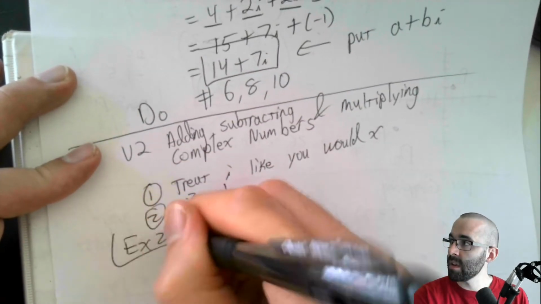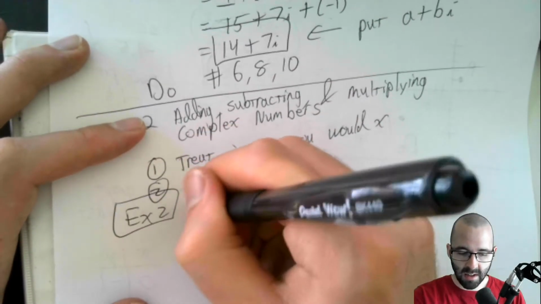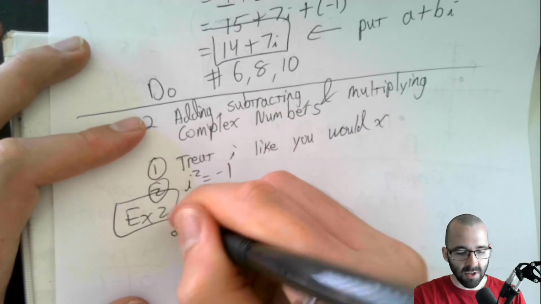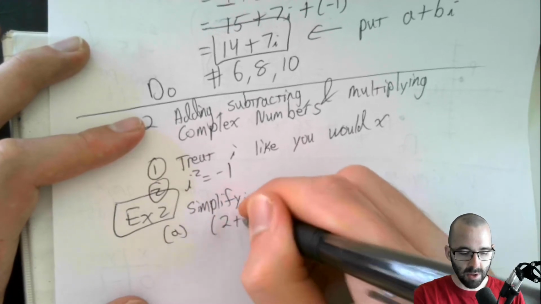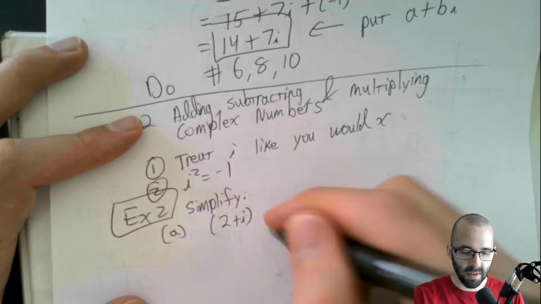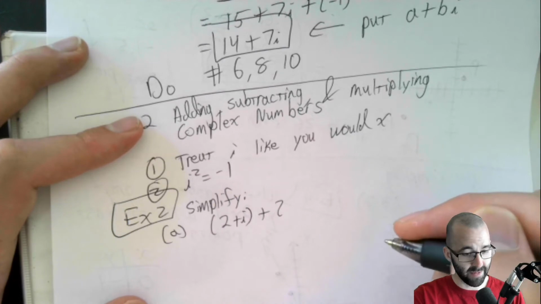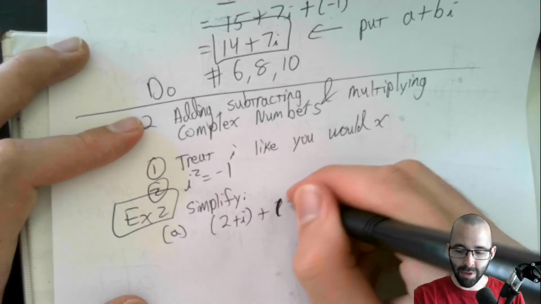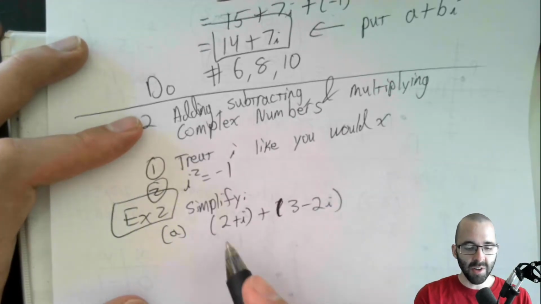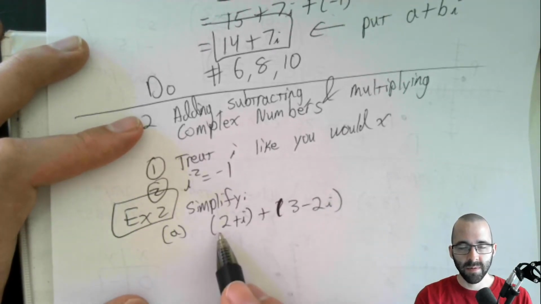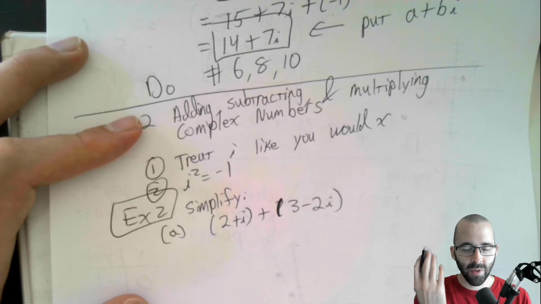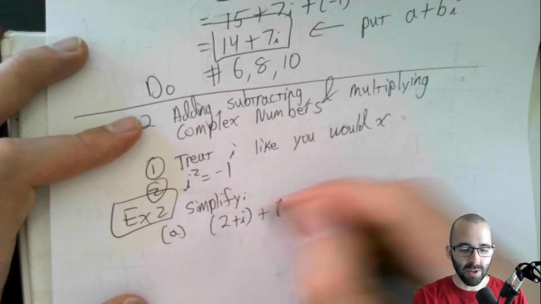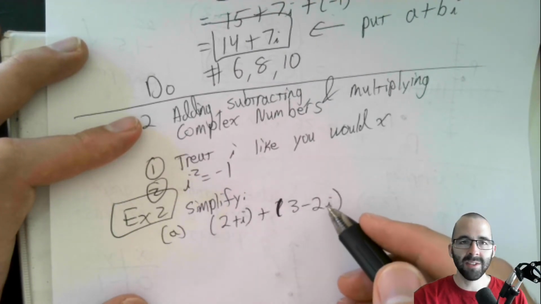We're on example 2. Simplify. Let's look at one of each. Adding 2 plus i, that's a complex number, plus 3 minus 2i. So these are two complex numbers. We just add them like you would add anything else. So 2 plus 3 is 5. i minus 2i is -i.